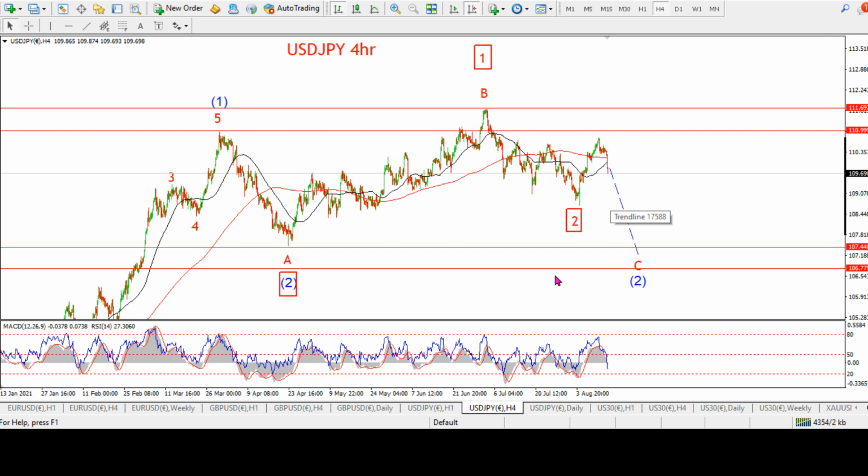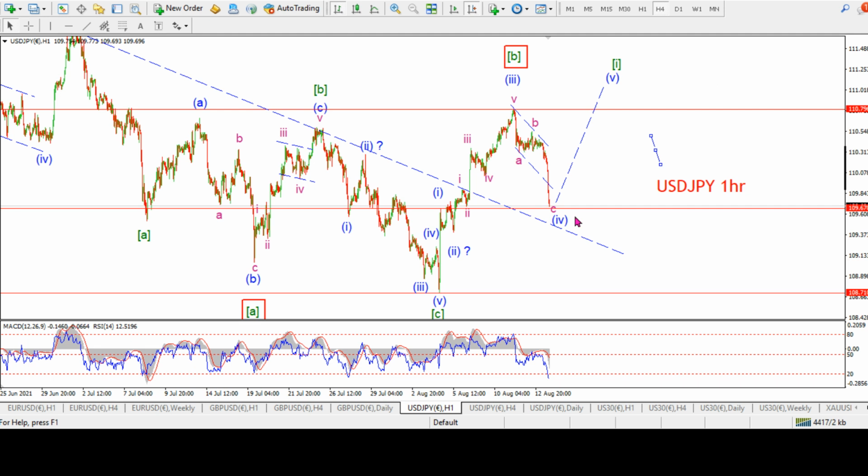Now, let's see. Even in this case, this was the previous count. So we had an A, B, C. In this case, it's probably a WXY again, because it looks like we're tracing 3 waves down here. Even in this case, we will probably be short-term bearish into about 107.40 or so, and then long-term bullish in terms of third wave up. We'll see probably early next week.